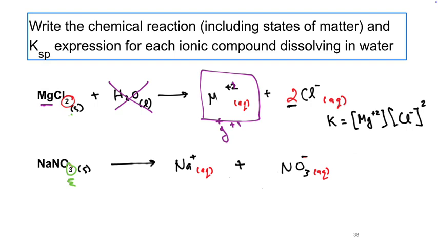Okay. What happens to my KSP? It's just going to be the concentration of the sodium ion times concentration of the nitrate ion. Ta-da, we have an answer. Curveball hard question. Which KSP is larger? Talk at your tables.